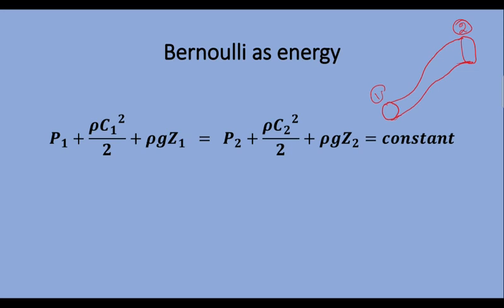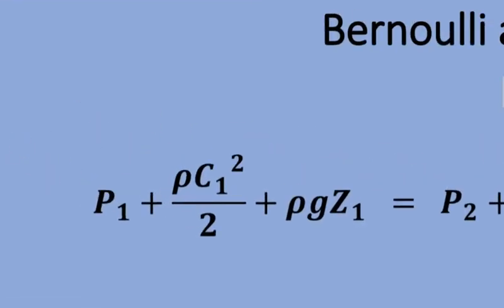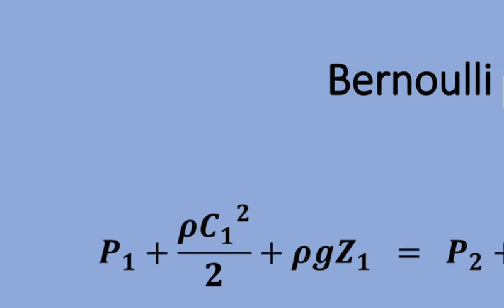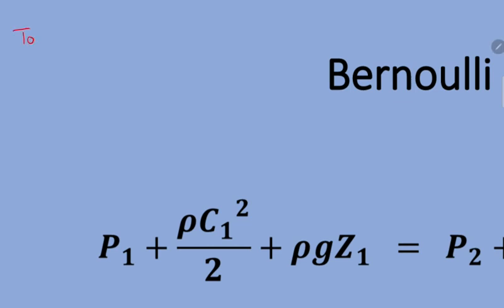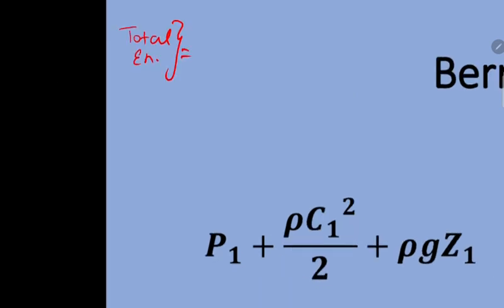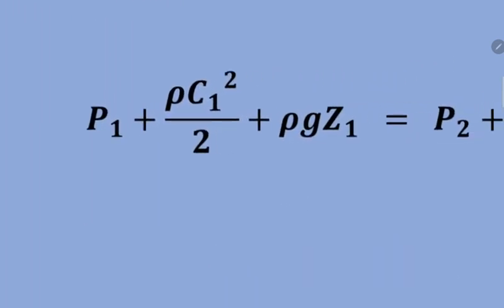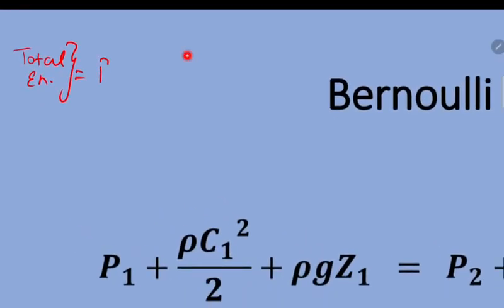But let me just make it so very simple for you. Let us look at a very small part of Bernoulli's equation. So, what are the things that we know? The total energy equals the pressure energy plus the kinetic energy plus the potential energy. These are the three different energies that there are, as we saw.